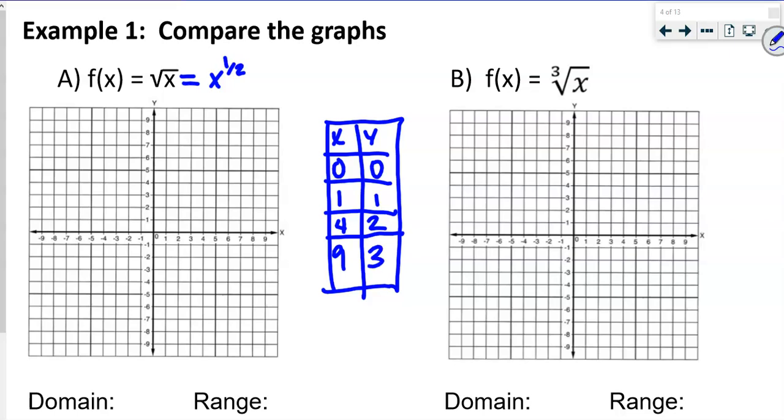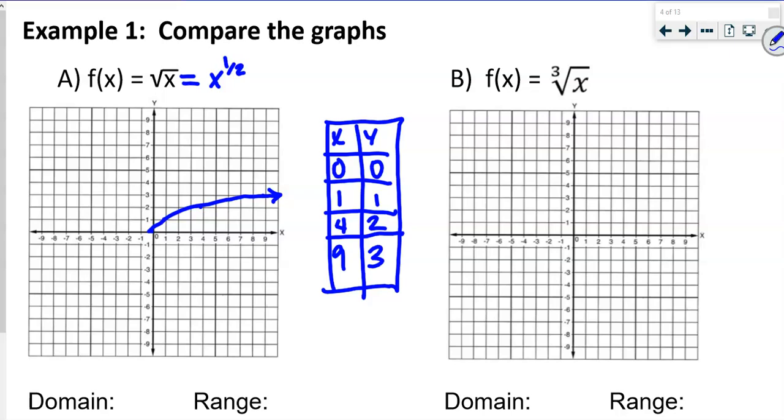Okay, so let's go ahead and plot these points now. So we've got our 0. 1 is 1. Then we've got 4 at 2. And then we got 9 at 3. So this is the graph of a square root function right there, okay?